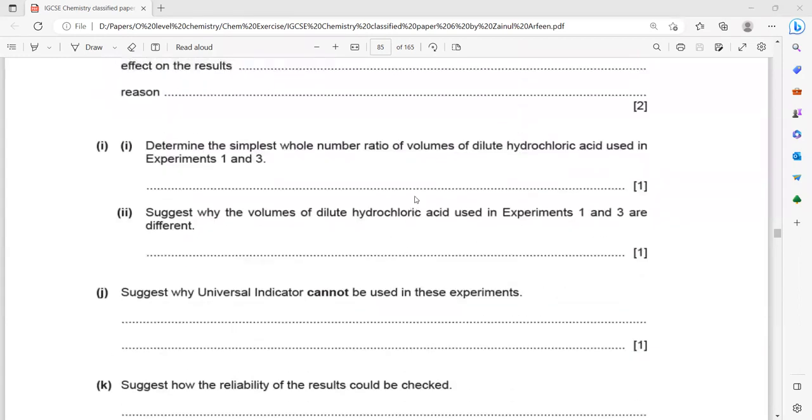So this suggests why the volume of hydrochloric acid used in experiments one and three are different, because we used different types of indicator, or you can also mention a different amount of indicator. Is it clear? Second part.